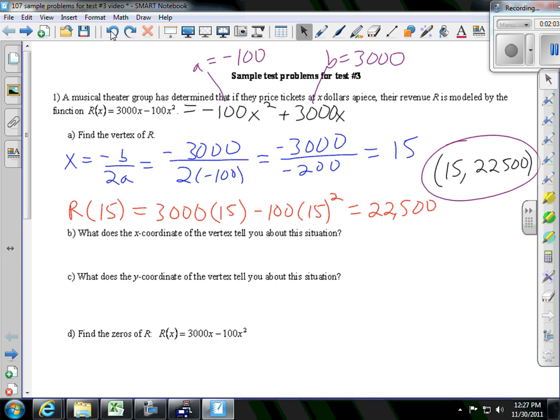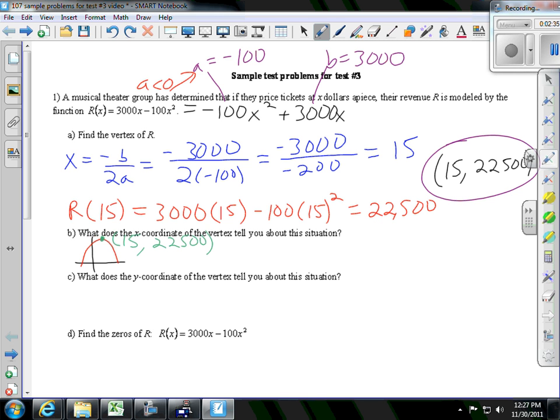Part B, what does the x-coordinate of the vertex tell you about this situation? First, we need to think about the graph. You don't need a good sketch, but you just need to understand which way this parabola is turning. Because a is a negative number, that means this parabola is a downward-facing parabola. So I don't know exactly what it looks like, but I know it's going to be something like that. And the vertex, therefore, is this point way at the tippy top. So this is somehow at 15 and 22,500.